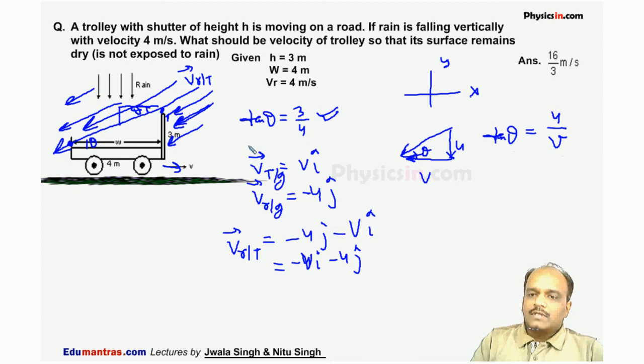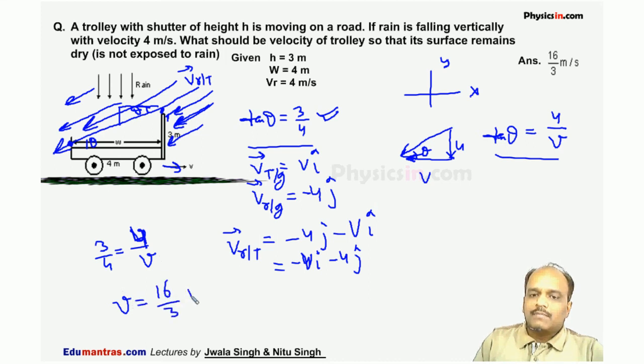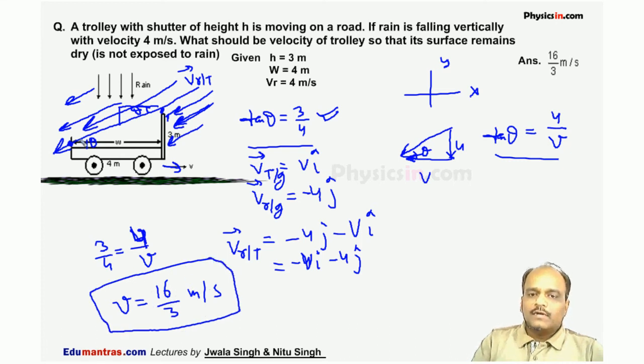From these two expressions of tan theta, we can say 3 by 4 is equal to 4 by v. So from here we get v is equal to 16 by 3 meter per second. So if the trolley is moving with a speed of 16 by 3 meter per second, then it will remain dry. And if the speed is more than 16 by 3, then again it will remain dry. But if the speed is less than 16 by 3, then the rain will enter this trolley.